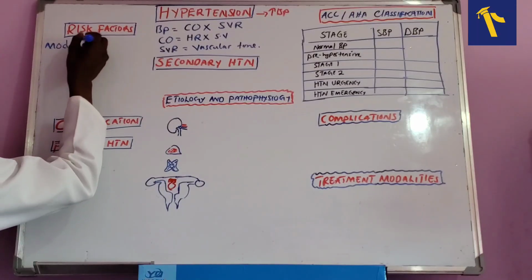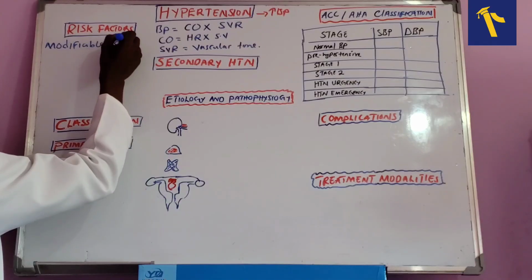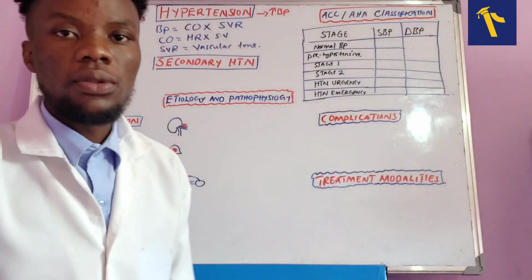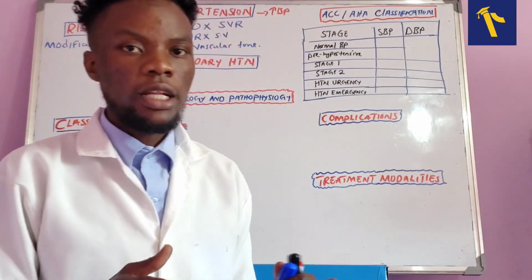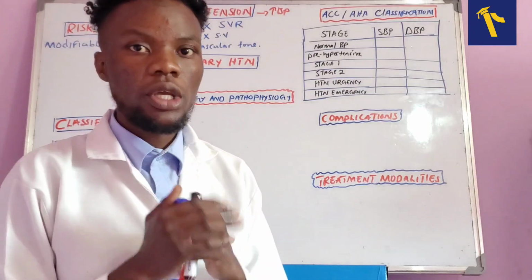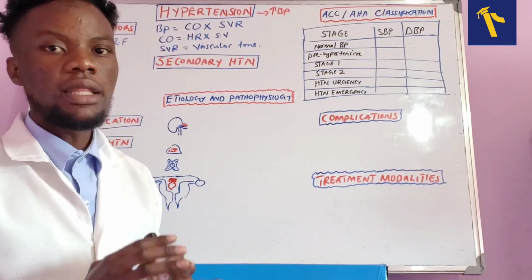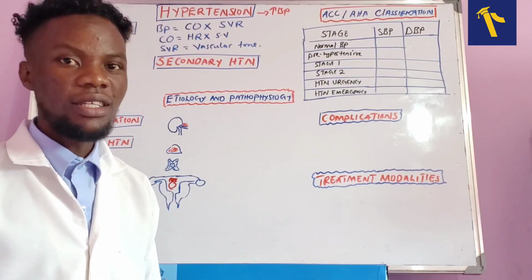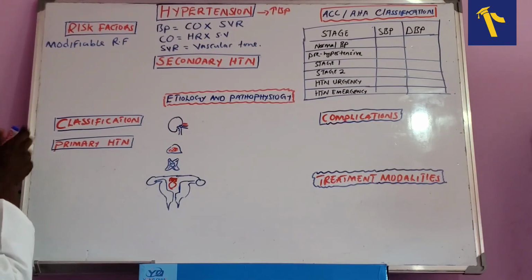Modifiable. Let's just say RF, risk factors. So modifiable risk factors are those risk factors that you can change, you can modify. Basically, you can do something. But for non-modifiable risk factors, you can't do anything. They are just there, you can't change them. No wonder they are very, very dangerous, because you can't change them. So now let us start talking about these modifiable risk factors.